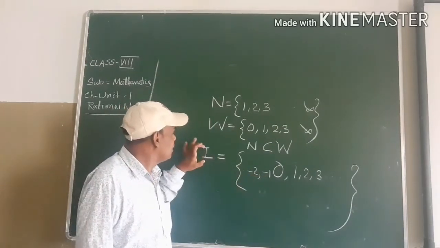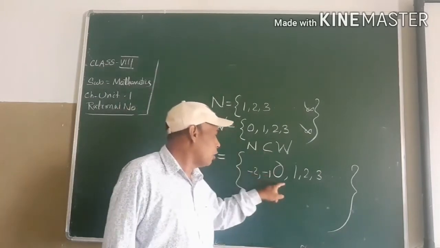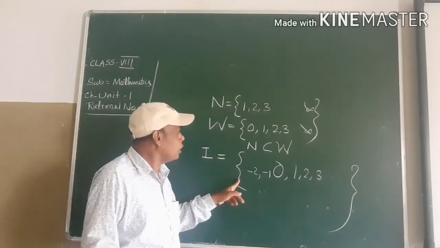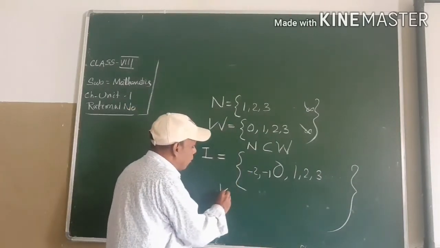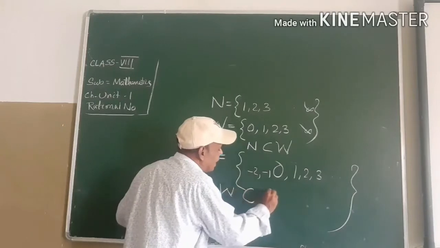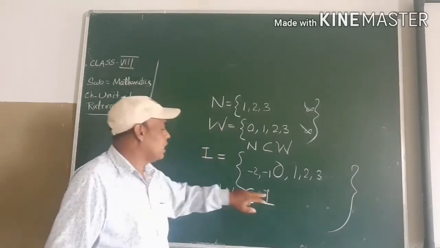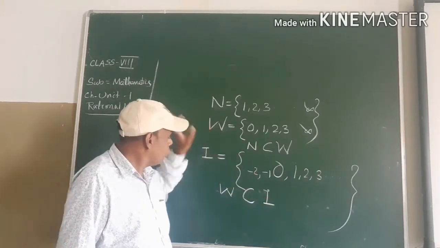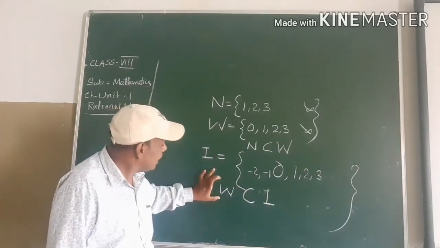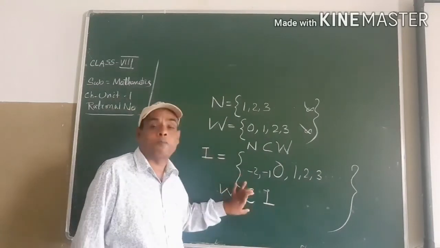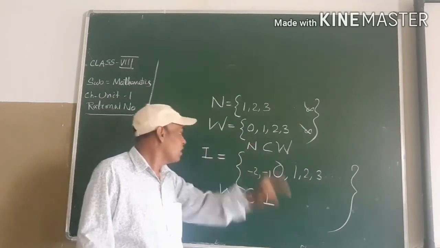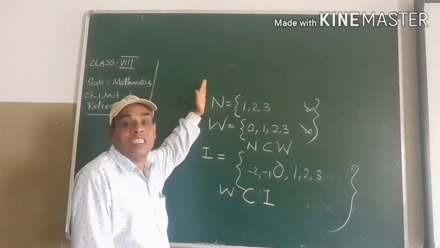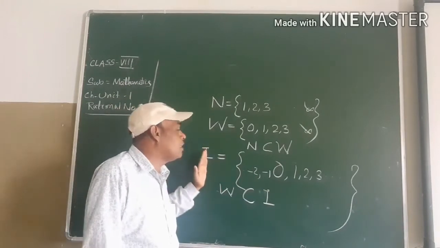So you will say integers contain the set of whole numbers as well as the negative numbers. What do we conclude? We conclude that W is a subset of I, because the set of integers is much bigger than the set of whole numbers. So ultimately you will say the set of whole numbers is a subset of set I. So, the set of natural numbers, the set of whole numbers and the set of integers.